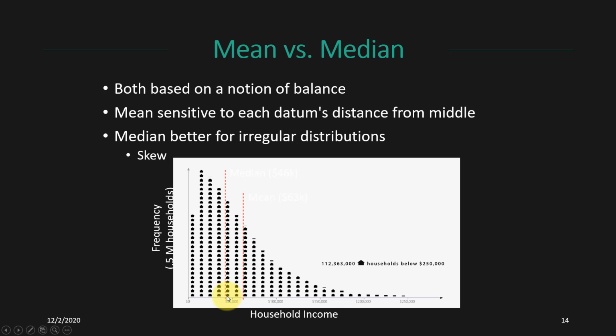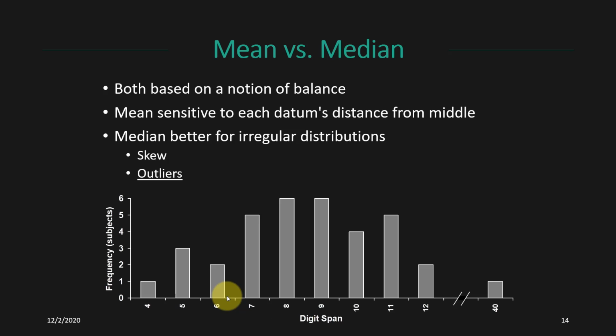Right? So depending on your distribution, using the mean or using the median might be the better choice, even though the mean is generally a more efficient estimator.